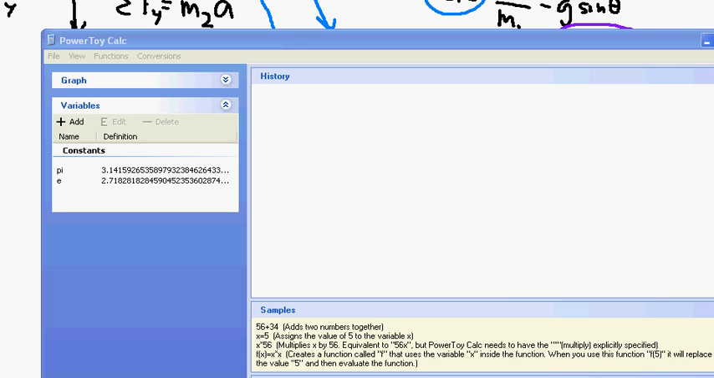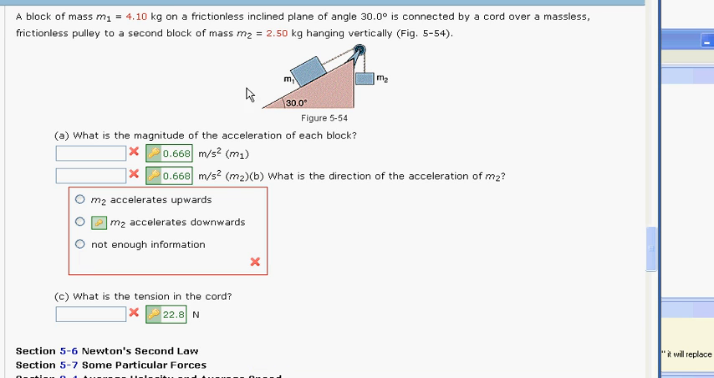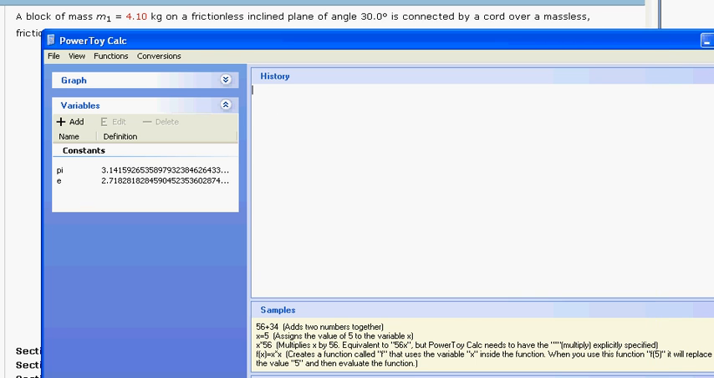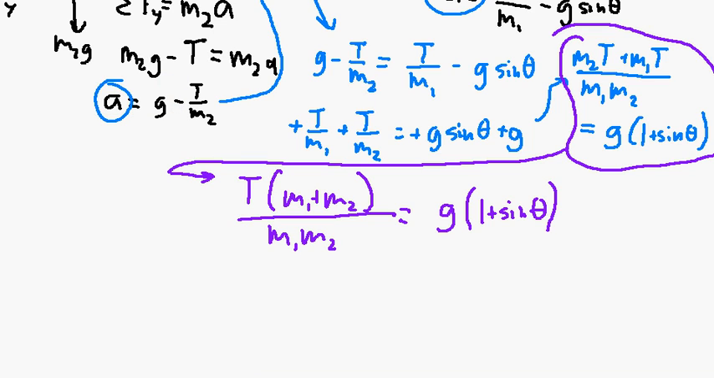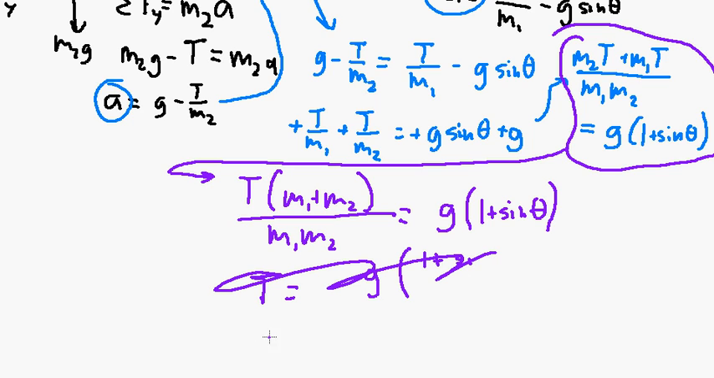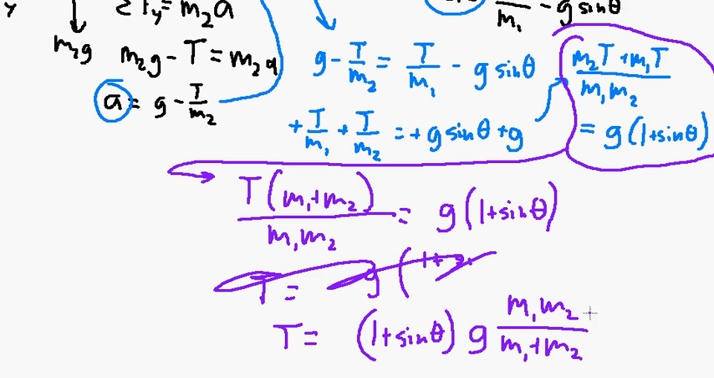So let's see, we have our previewer. Okay, 3.10. Wait a minute, no, that's not right. Oh yeah, right. I'm sorry. You caught me on the worst day here. Okay, t equals g times 1 plus sine theta times m1 m2 over m1 plus m2. All right, this is horrible, but let's see what I can do here.